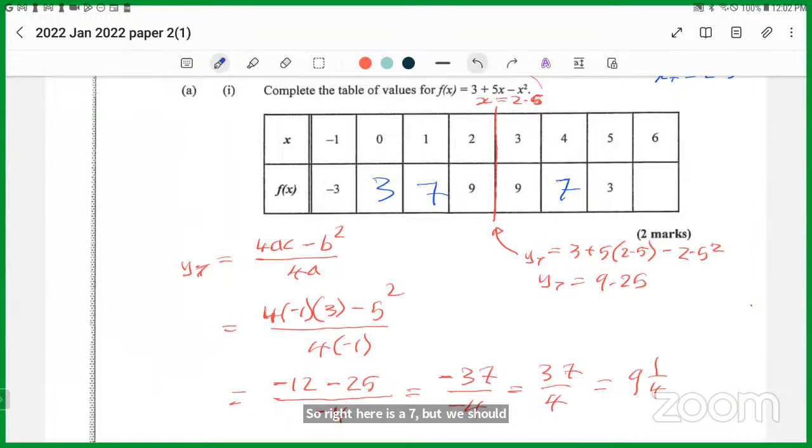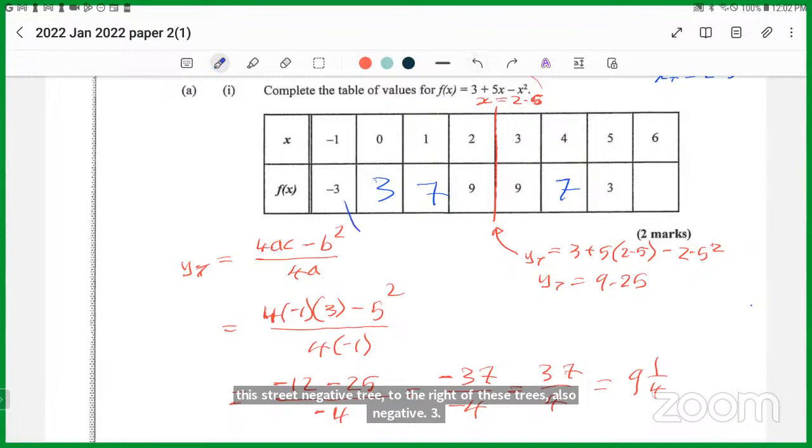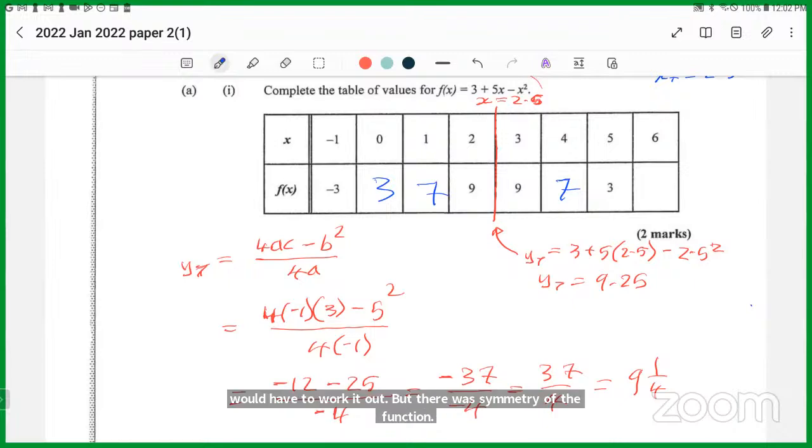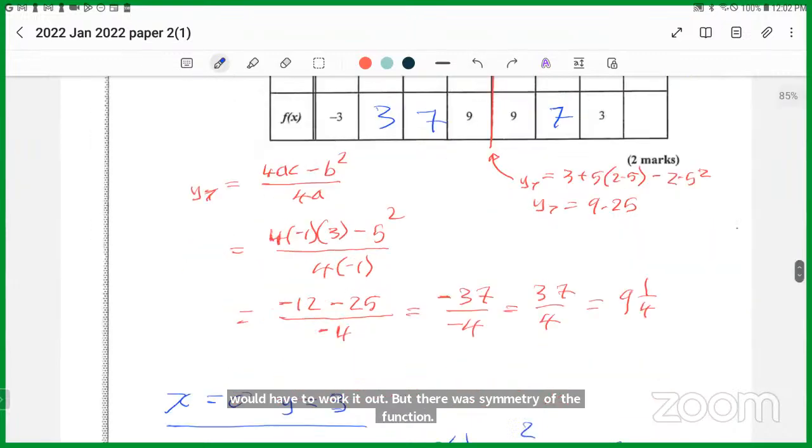So right here is a 7, but we should have known that since this is a 7, that is a 7. And as I said, since to the left of this tree is -3, to the right of this tree is also -3. So I know that the last value out here is the same, -3. I wouldn't have to work it out, because of the symmetry of the function. But I'm going to work it out still with the 6 and show you. So I'm going to do it down here.